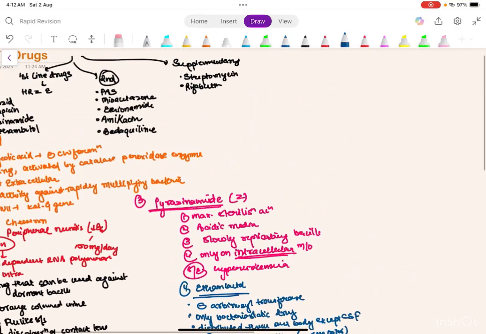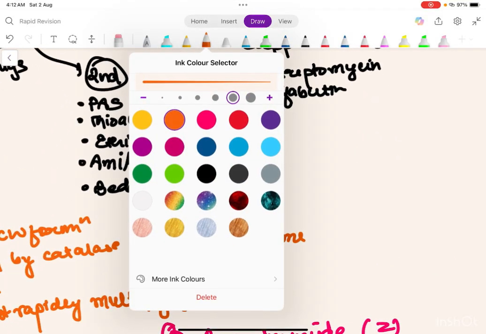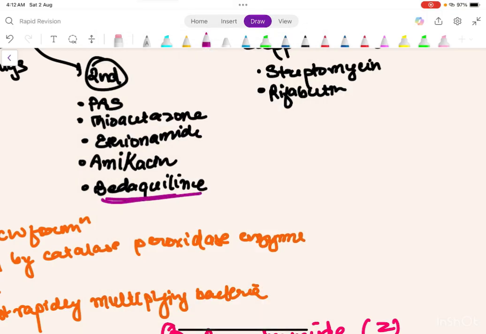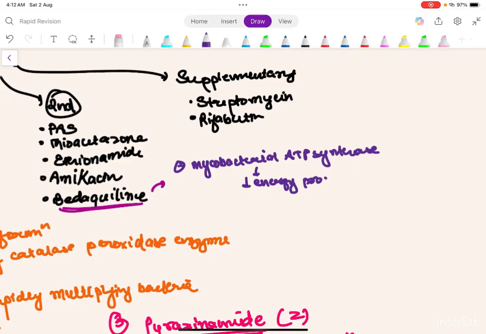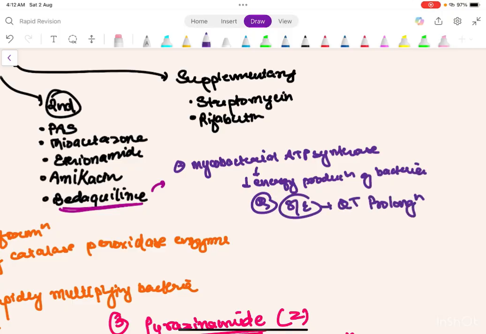Now you have to remember certain points about bedaquiline. It is a recent drug. It inhibits the mycobacterial ATP synthase, which causes a decrease in the energy production of bacteria. The most important question they ask is the side effect of bedaquiline, which is QT prolongation. This was also asked in NEET, so you should know this.